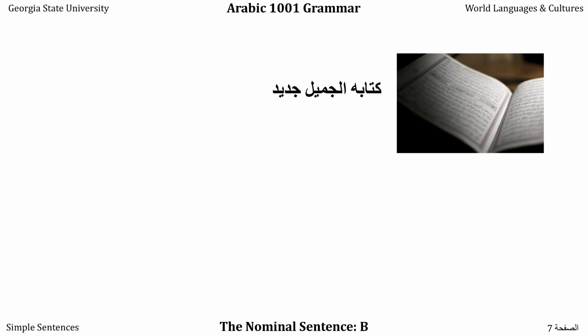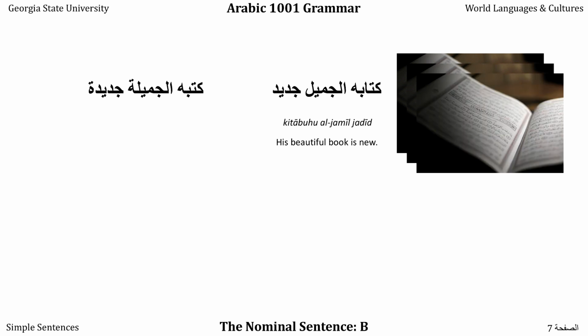If we look at the book again, kitabuhu al-jamil. Kitabuhu is definite because of its possessive suffix. Al-jamil is definite because of alif lam. Jadid is indefinite. So we know that this is a sentence: definite, definite, indefinite. We put the "is" in between the final two words. So kitabuhu al-jamil jadid means his beautiful book is new. This takes a little unpacking if you're an English speaker, but it's not really that hard to get used to.